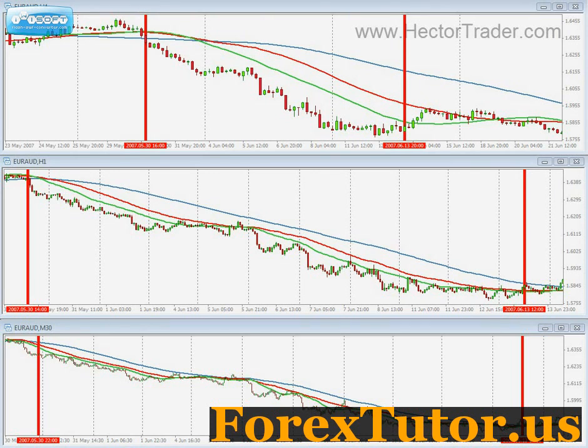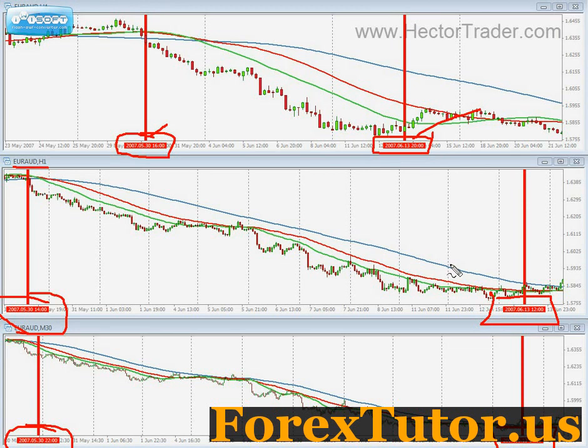As you can see on my screen, I have 3 charts. They are basically the same chart. They are all the euro against the Australian dollar, and they all begin on the 30th of May 2007 and run all the way to the 13th of June 2007. So basically, they span about 2 weeks, more or less.